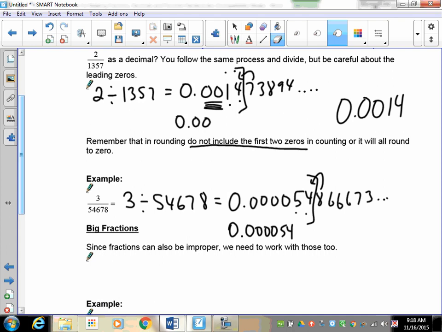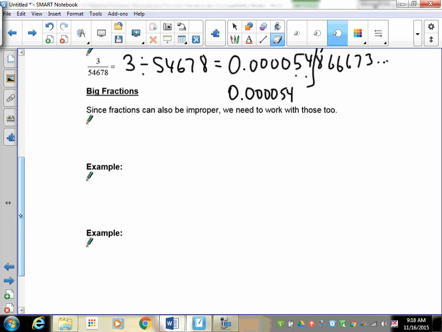Okay, so we've done really large fractions, so really small fractions. We've rounded to the nearest hundredth if not told, or to the nearest 2 non-zero digits. So let's go on to the next part. These are big fractions. So since fractions can also be improper, we have to work with these too. So here's your first example, 25 over 4. So I'd like you to convert that into a decimal using the same process we just did.